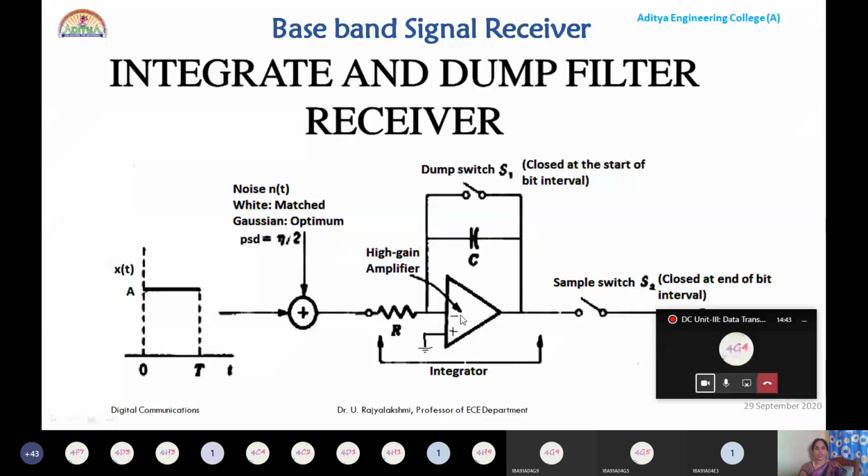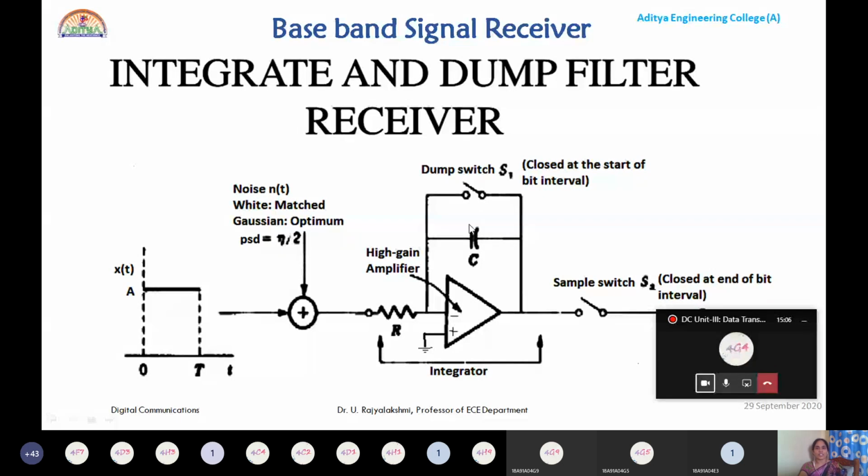And why have we applied the input only to the negative terminal? We have applied the input to the negative terminal in order to provide stability. And the positive terminal is connected to ground. Now this whole circuit, with the external connection being the RC combination, acts as an integrator.